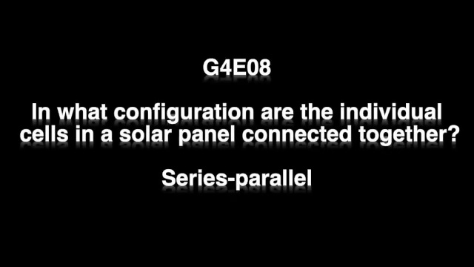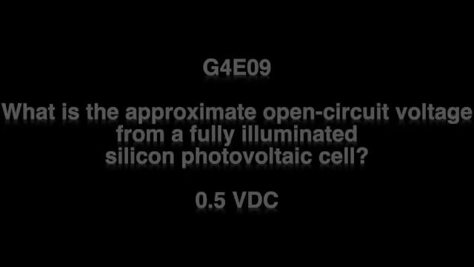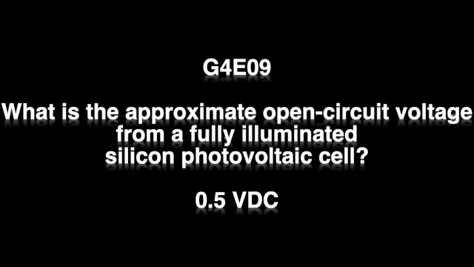G4E08. In what configuration are the individual cells in a solar panel connected together? Series parallel. G4E09. What is the approximate open circuit voltage from a fully illuminated silicon photovoltaic cell? 0.5 VDC.